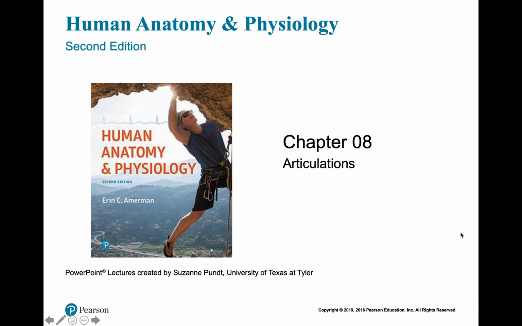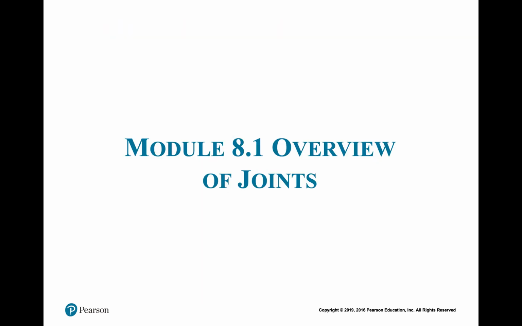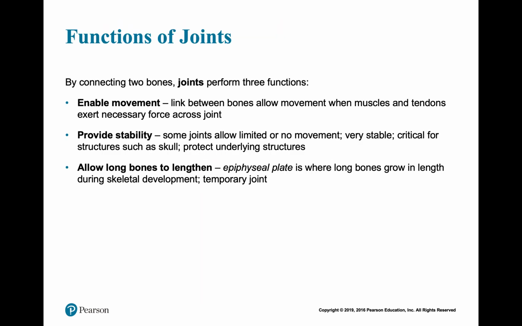Chapter 8 covers joints, or we can also call joints articulations. These are the functional connections between bones. So before we start talking about the specific types of joints that we have throughout the human body, we need to understand what's the function. Why do we have joints to begin with? There are three main functions that joints perform.